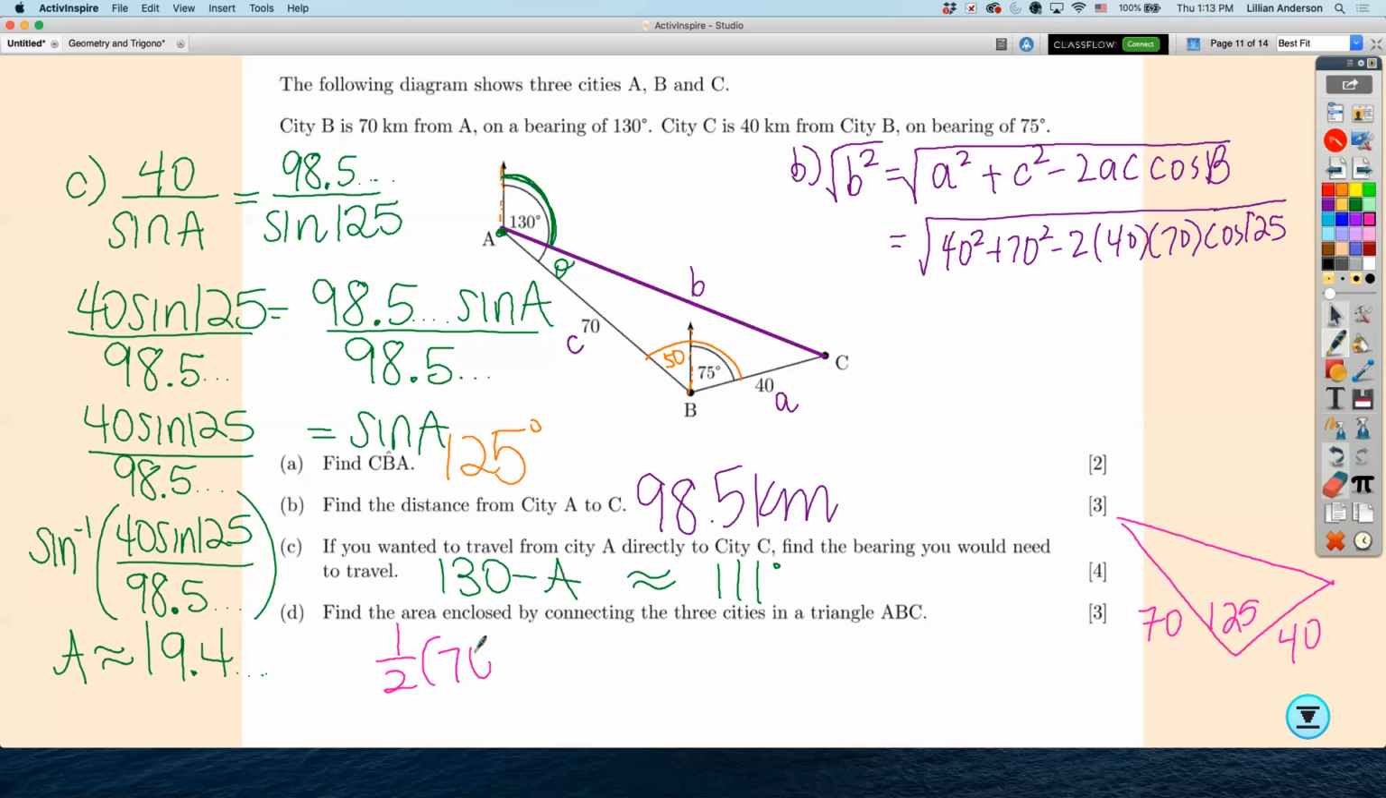So it'll be 1/2 times 70 times 40 times sine of 125. Type that in, round to 3 significant figures, and tell me what you get. 1,150. Very good. And this will be kilometers squared. The number before you actually rounded was 1146.8. Remember, 1, 2, 3 significant figures, but you need the placeholder for the 6. The 6 causes the 4 to round up, and that's how we get 1150.